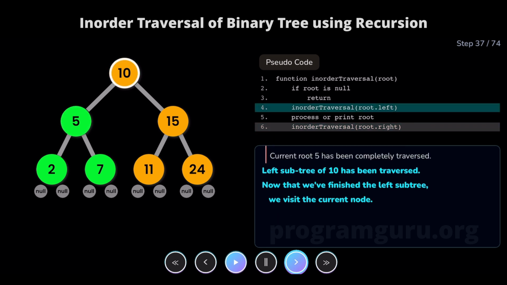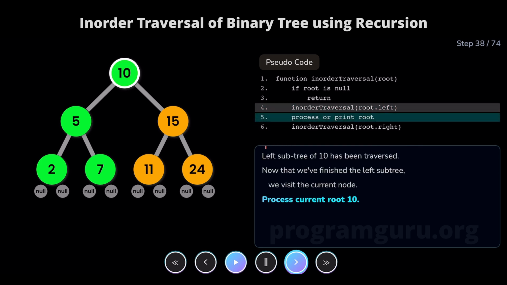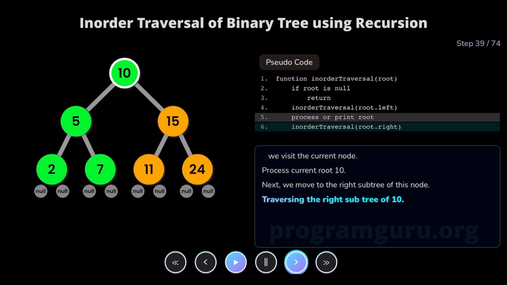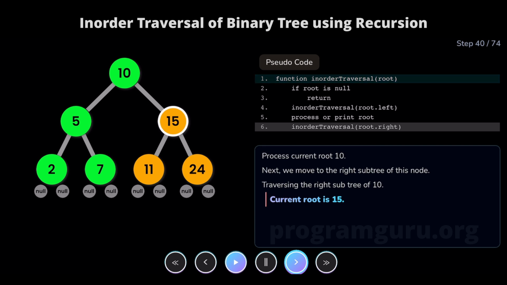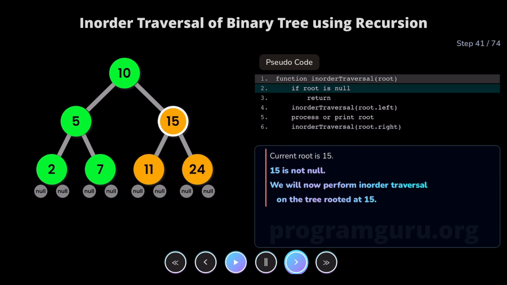Now that we've finished the left subtree, we visit the current node. Process current root 10. Next, we move to the right subtree of this node, traversing the right subtree of 10. Current root is 15. 15 is not null.